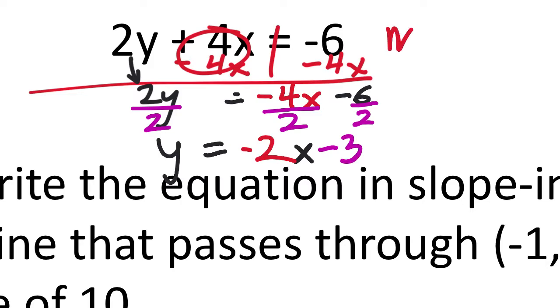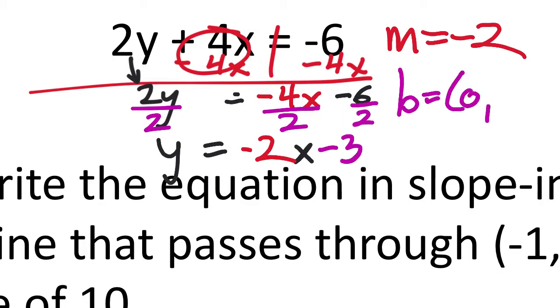So that tells us we got a slope of negative 2. That'd be down 2 to the right 1. And a y-intercept at 0, negative 3.